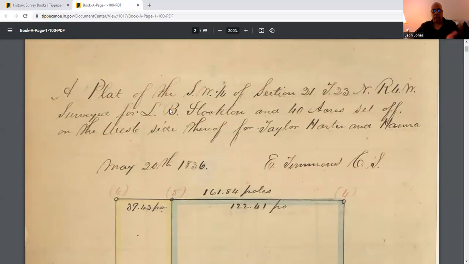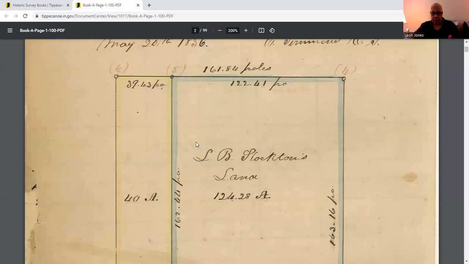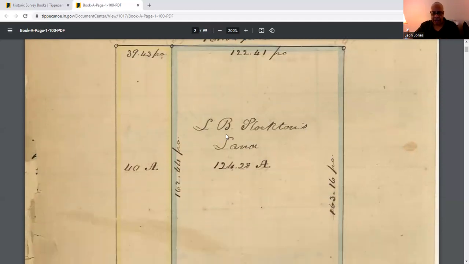And it gives you a description of the plat. Like, this is for the plat of the wife of... I can't quite read all of the script writing, but I do know this is section 21, township 23 north, range 4 west, surveying for LV Hockton and 40 acres set off. And that's what this is right here. This is LV Hockton's.